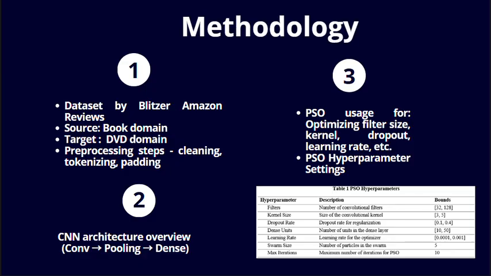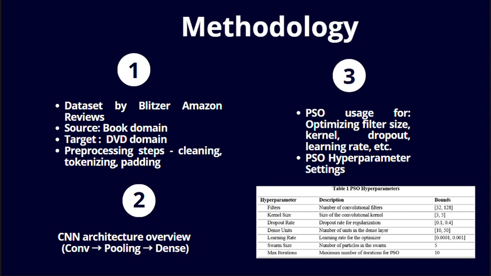We used a benchmark dataset by Blitzer et al. For this study, we focused on just the book as the source domain and the DVD as the target domain to perform cross-domain sentiment classification. After selecting the dataset, we pre-processed the text. Next, we tokenized the text, turning the reviews into sequences of numbers, and padded them to a uniform length. Finally, we extracted sentiment labels.